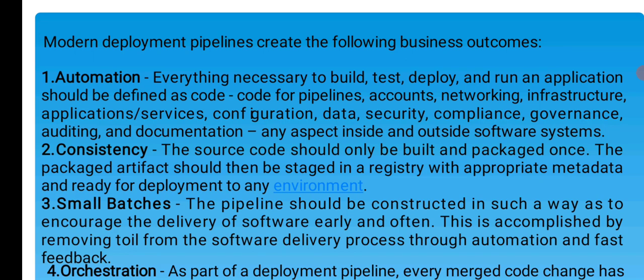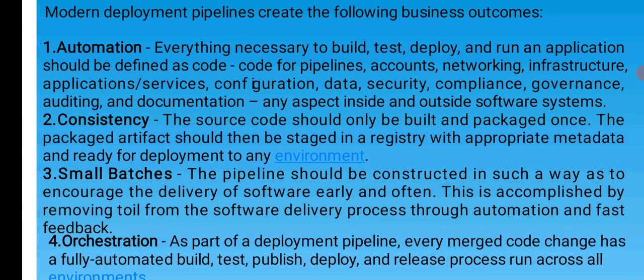Then the modern deployment pipeline creates the following business outcomes. The first one is automation. Everything necessary to build, test, deploy, and run an application should be defined as code. Code for pipelines, accounts, networking, infrastructure, applications or services, configuration, data security, compliance, governance, auditing, and documentation, and anything inside and outside the software system.